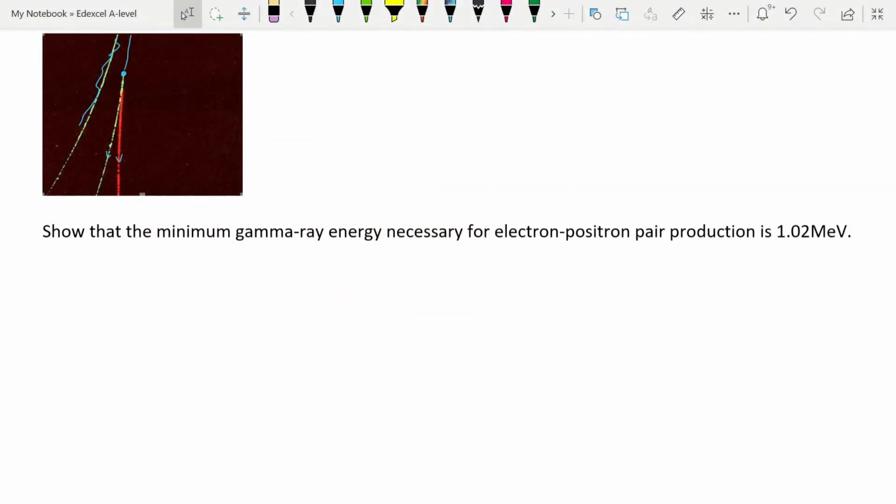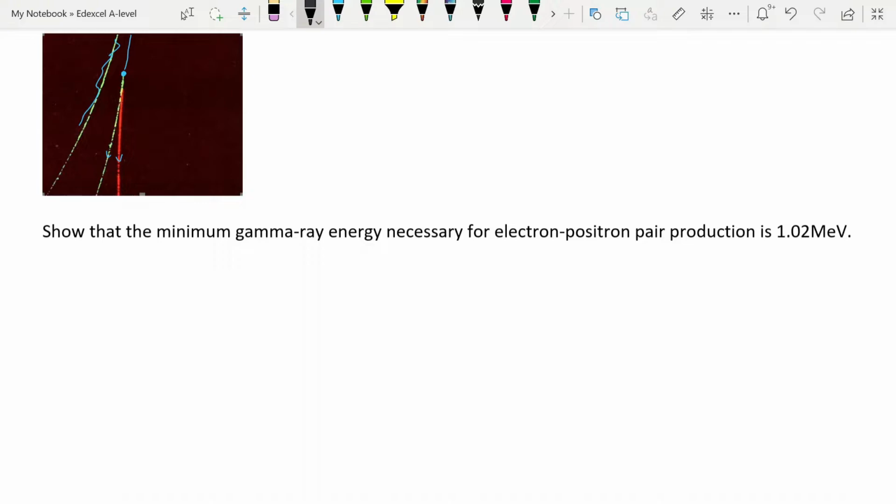And we should be able to do a calculation on both annihilation and pair production. So this is a calculation on pair production. Show that the minimum gamma ray energy, so those photons are always gamma rays, because the amount of energy that you need to produce mass, remember our exchange rate, is a lot. And so they end up being gamma ray photons that produce mass.